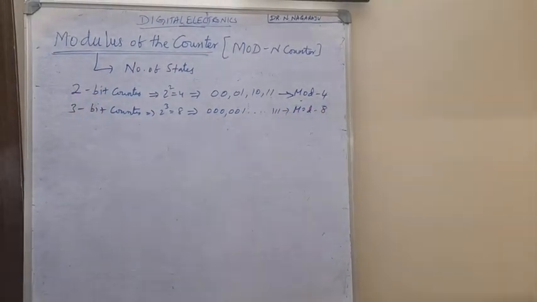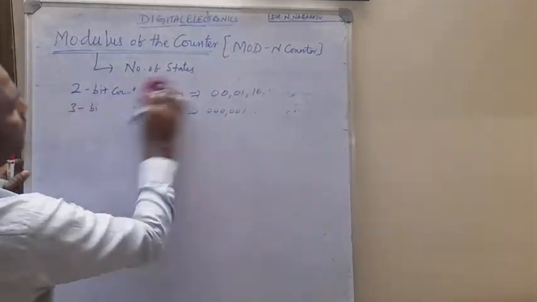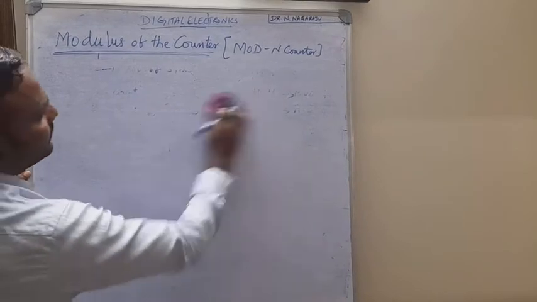For example, if they ask in the question to design a mod 3 counter, now I am going to explain this modulus of the counter with one example. So I am going to design a mod 3 asynchronous counter.